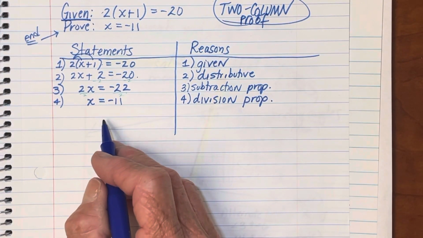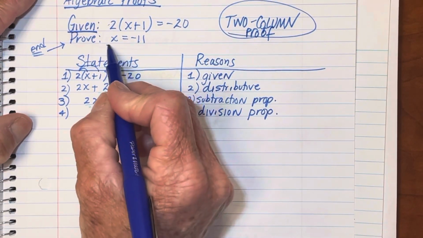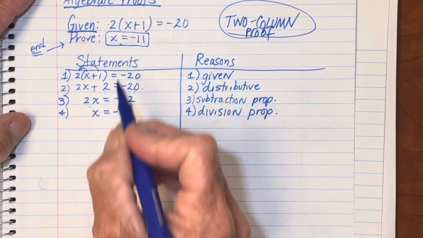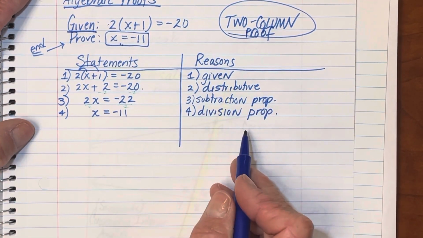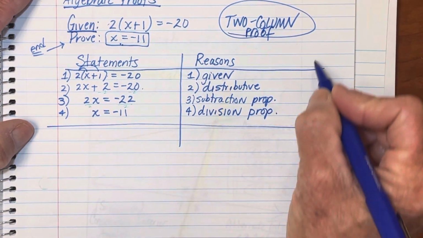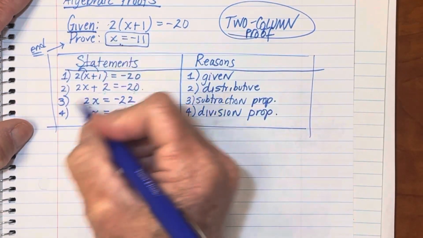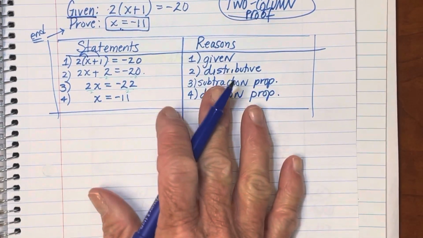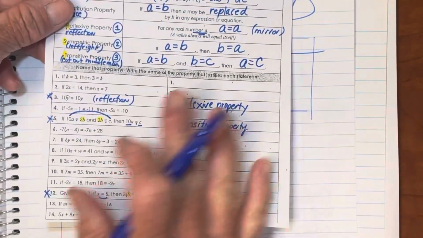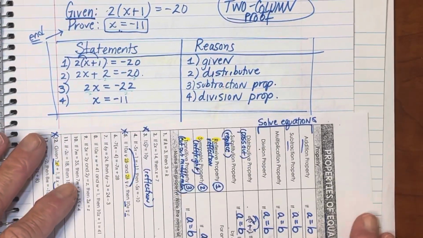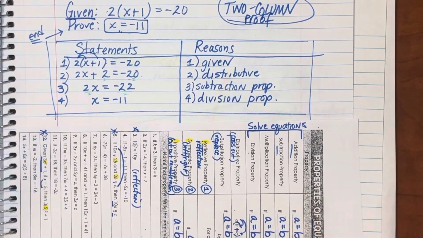And how do I know there's nothing else to do? Well, I've reached my end goal. I was asked to prove beyond a shadow of a doubt that x equaled -11, and I did that in 4 quick steps. So we'll practice some more algebraic proofs. We'll practice some more with these properties, and then we will move on and start looking at geometric proofs.